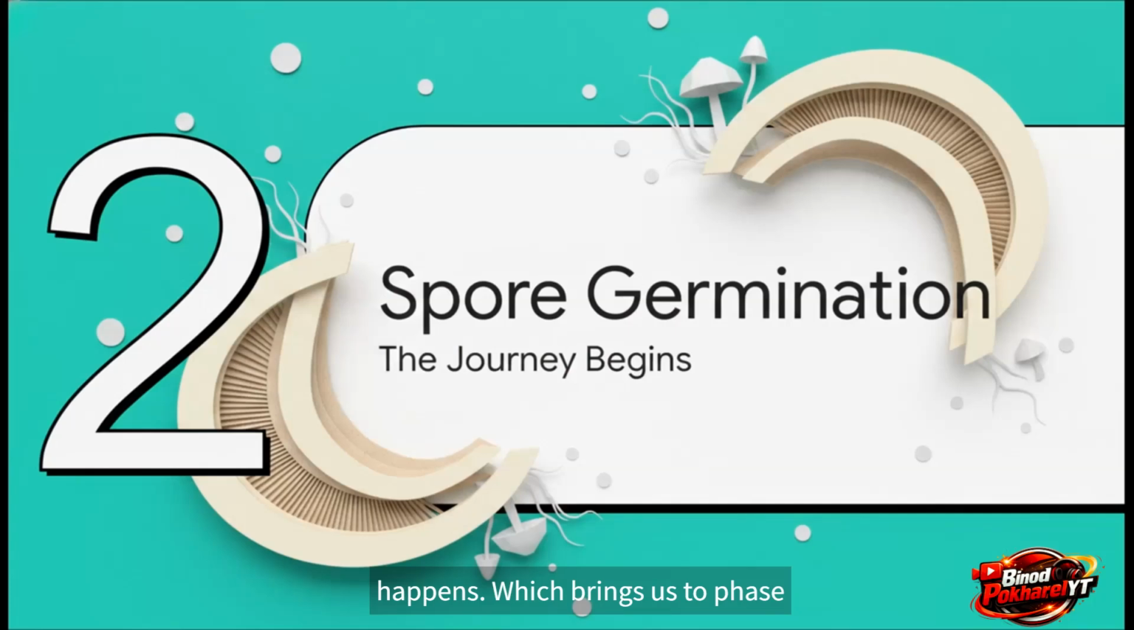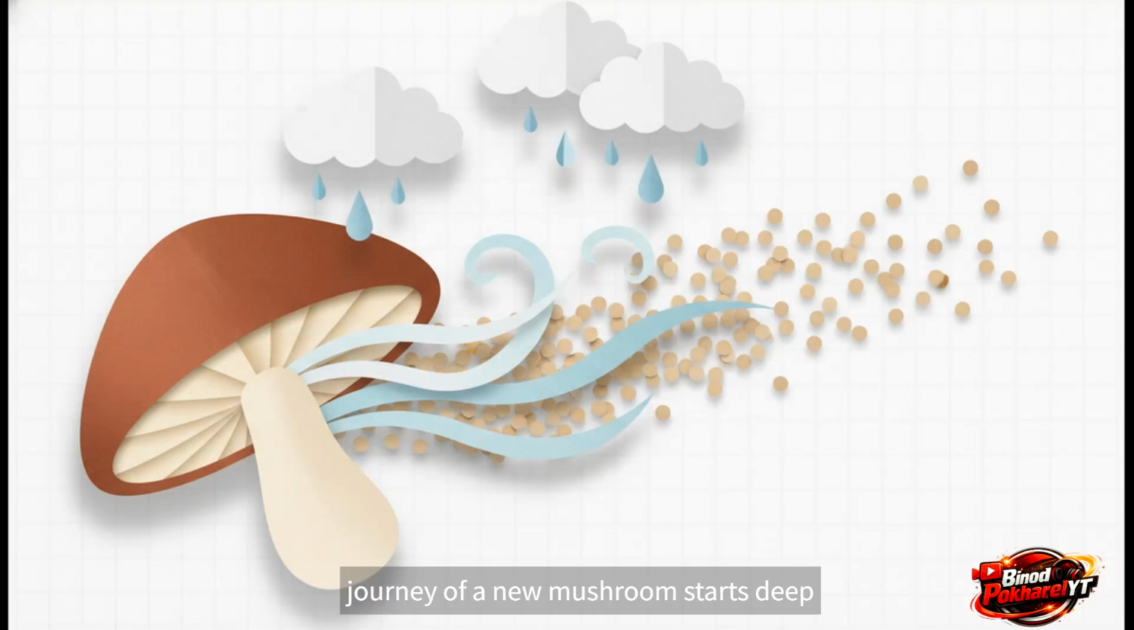Which brings us to Phase 2, spore release and germination, where the journey actually begins. The journey of a new mushroom starts deep within those gills we just talked about. That is where millions upon millions of microscopic spores are being produced. Once they're fully mature, the mushroom just lets them go. And because they're so incredibly light, they get easily caught by the wind, washed away in raindrops, or even hitch a ride on passing animals.